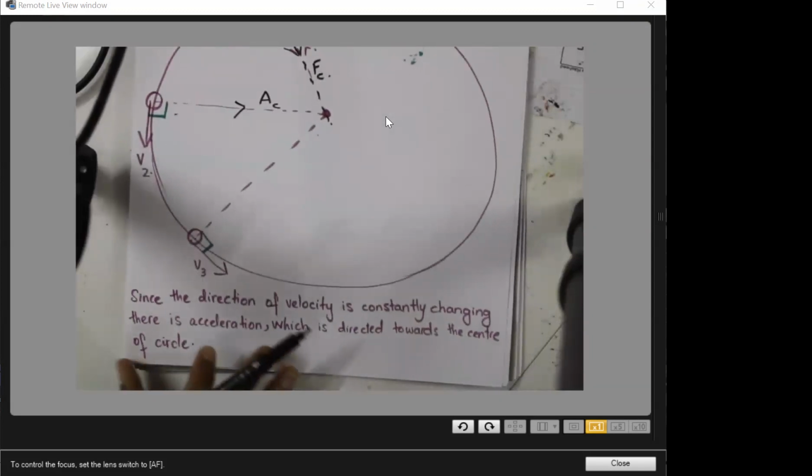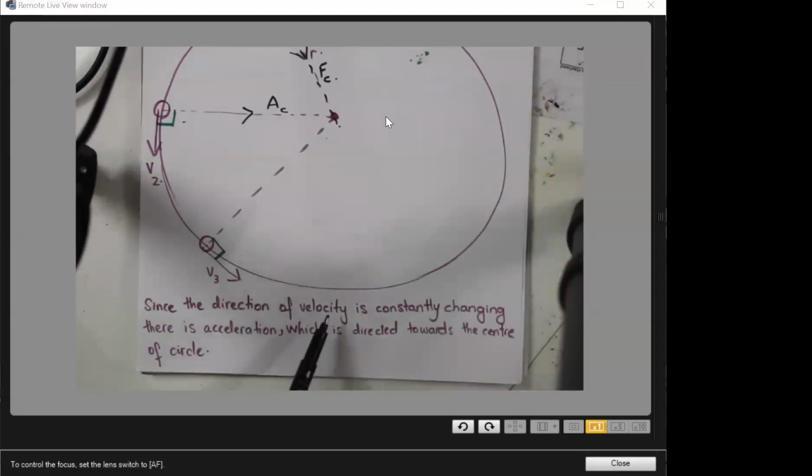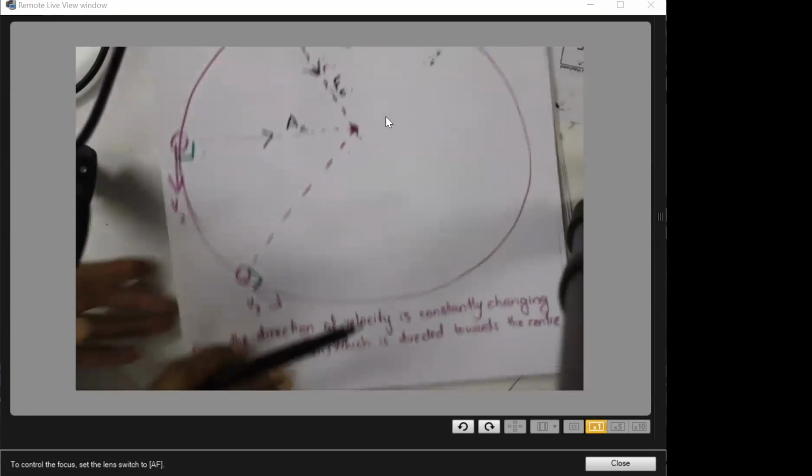Now, since the direction of velocity is constantly changing, though the speed is the same, and as long as the direction is changing, that means the velocity is changing. And any change of velocity, be it in its magnitude or direction, is an acceleration. And the direction of the acceleration will be the same as the direction of the force which is causing that acceleration, which in a circular motion is towards the center of the circle.